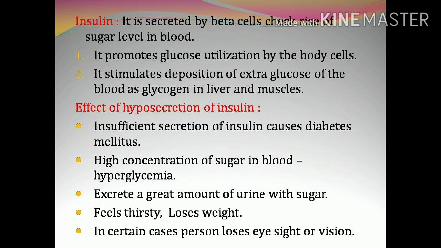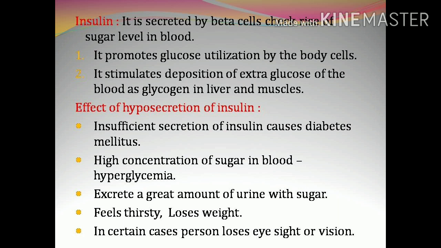Now we can study the insulin hormone. Insulin is a hormone secreted by beta cells. Its main function is, first, it stimulates glucose consumption by the body cells. Second, it stimulates deposition of extra glucose of the body as glycogen in the liver and muscles.